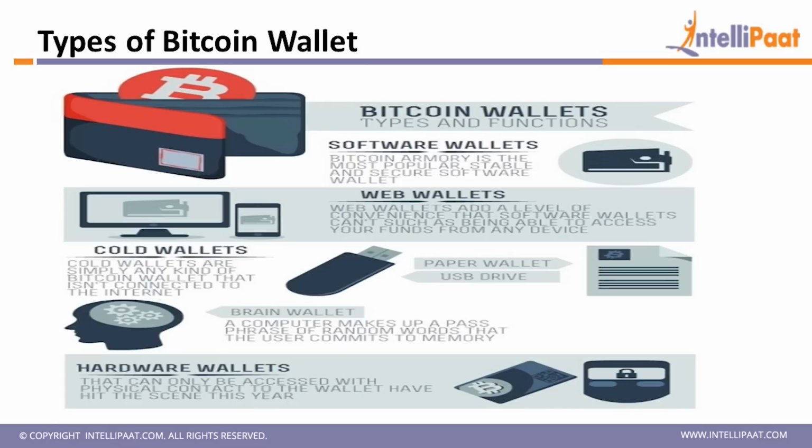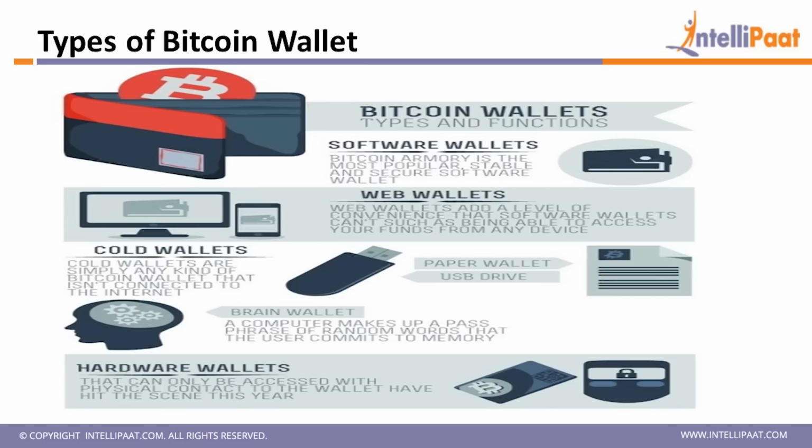Then comes your paper wallet or USB drive that can be used again on the go. You can take them with you and participate in the network whenever needed. Then there are brain wallets. When you don't want to keep any wallet and keep the passphrase in your brain, you can use them and remember it in your memory to do Bitcoin transactions.